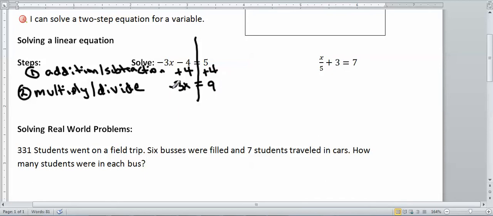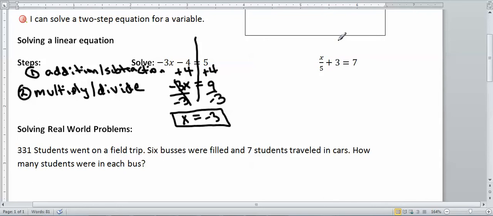Okay, now remember, negative 3x is being multiplied. Okay, so in order to get rid of the negative 3, I have to divide both sides by negative 3. Okay, so when I do that, negative 3 divided by negative 3 becomes 1. I get x equals 9 divided by negative 3, which is negative 3. And so my answer is x is equal to negative 3.